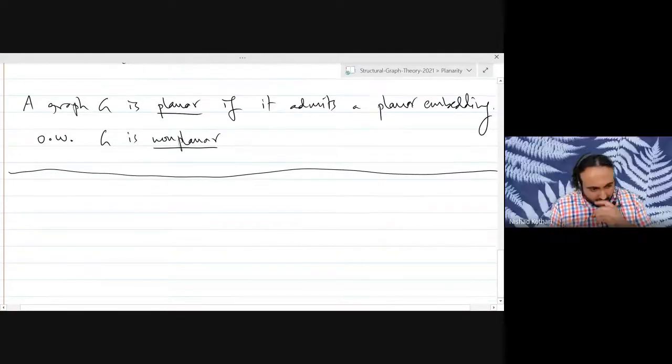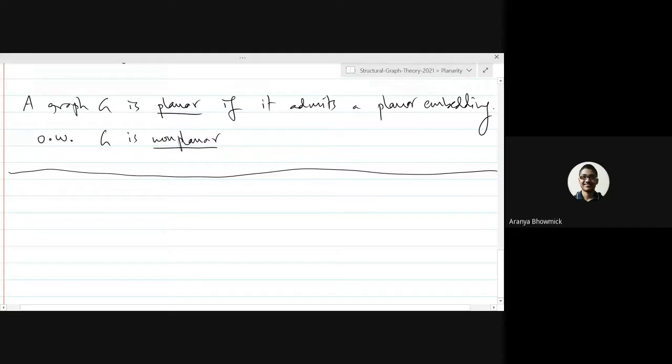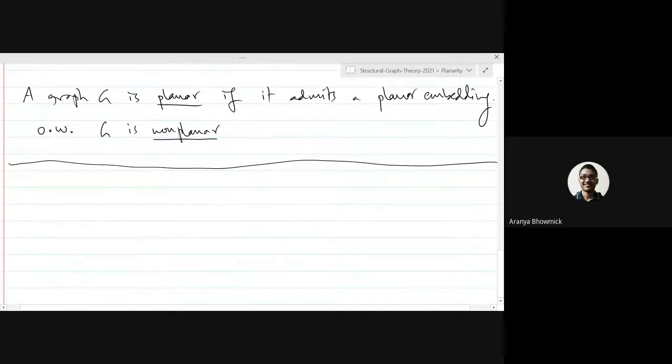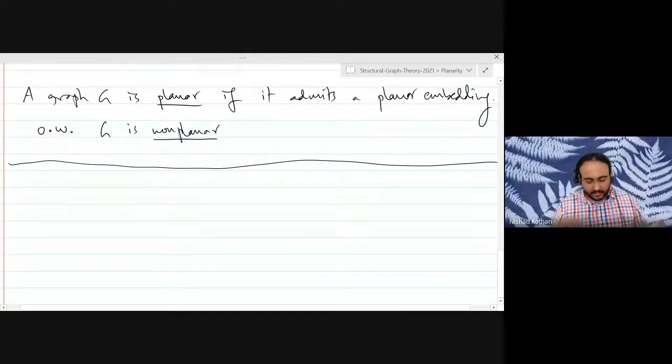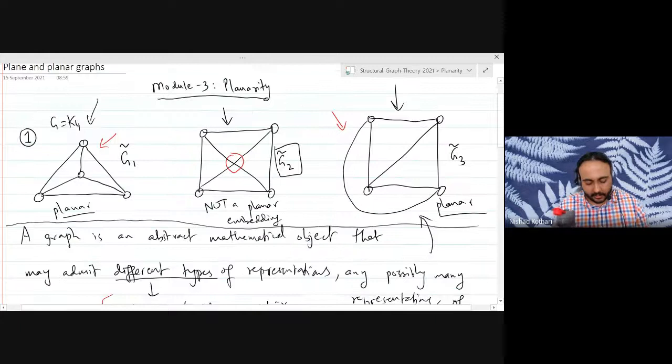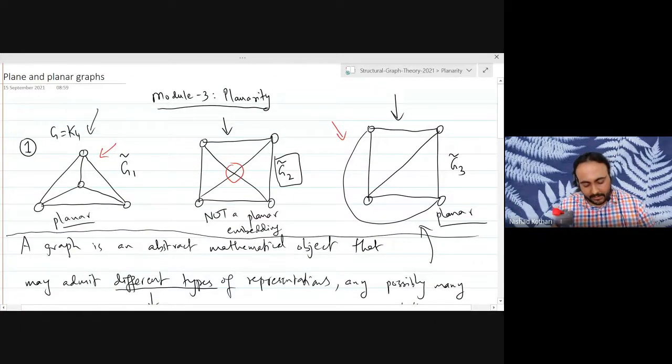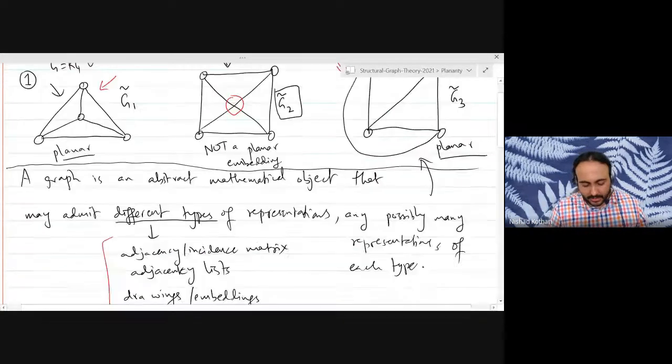Sir, I think that K4 has a unique planar embedding. We'll talk about that later because at this point we haven't really defined what it means for a planar embedding to be unique, right? I already have two different drawings of K4 here. And why are they not different according to you? That requires a definition of uniqueness to be very specific. So we'll come to that later.